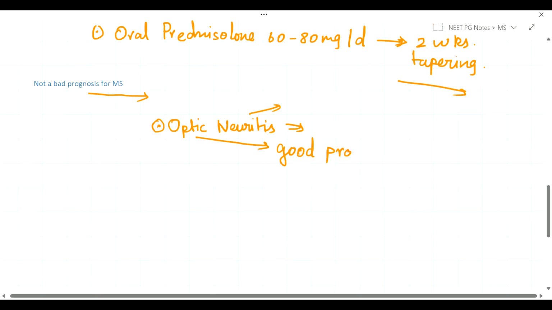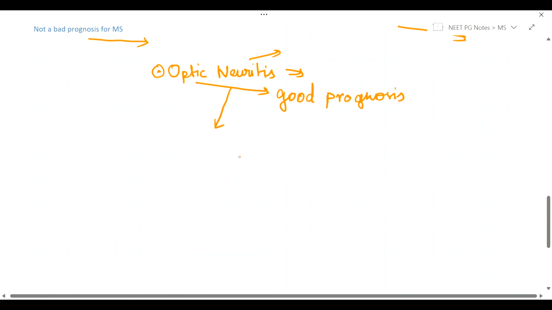Why? There is a reason behind this. Because in optic neuritis, we can give the patient steroids, and the patient will respond very well to the steroids. This optic neuritis will have a good response to the steroids, right? That is why in optic neuritis we'll have a good prognosis for multiple sclerosis, right? Fine. Thank you.